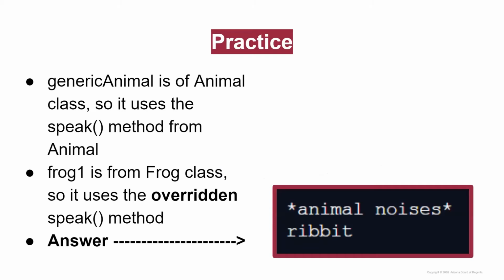Because we didn't actually override the parent method. We overrode the copy of the parent method within the frog class. And again, frog1 is from the frog class, so it uses that overridden speak method because it is a frog, not just an animal. So when the speak method is called from the frog1 object, it prints out ribbit. So that is a very bare bones look at how you can use inheritance in your classes.